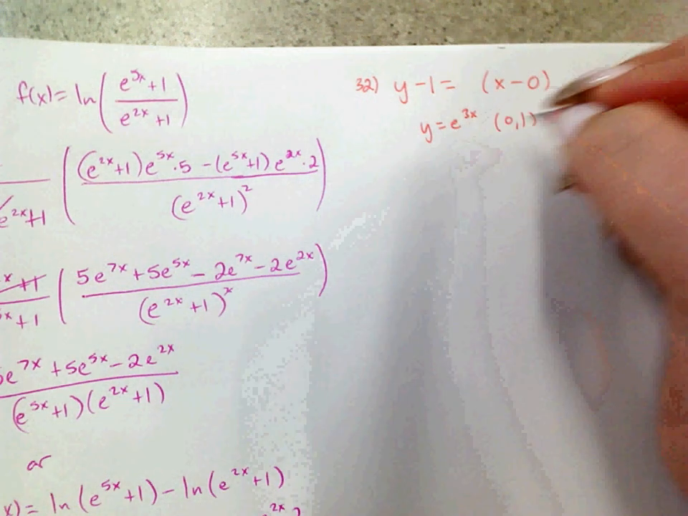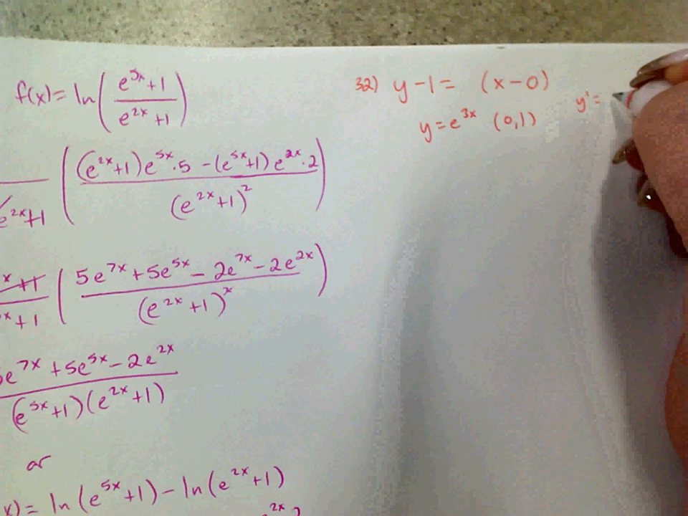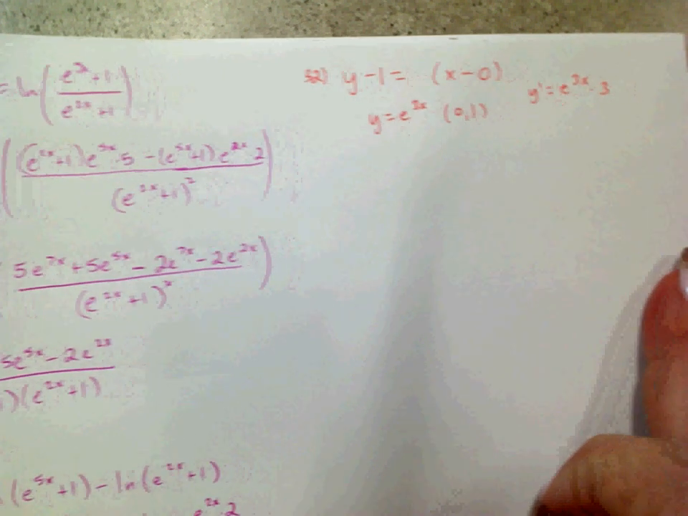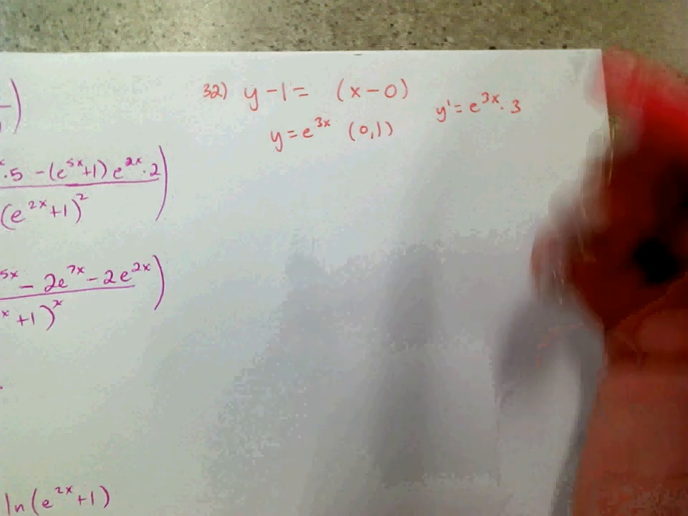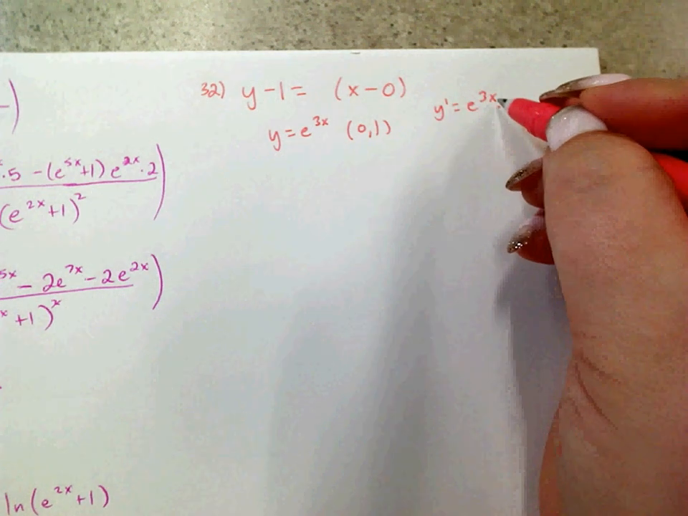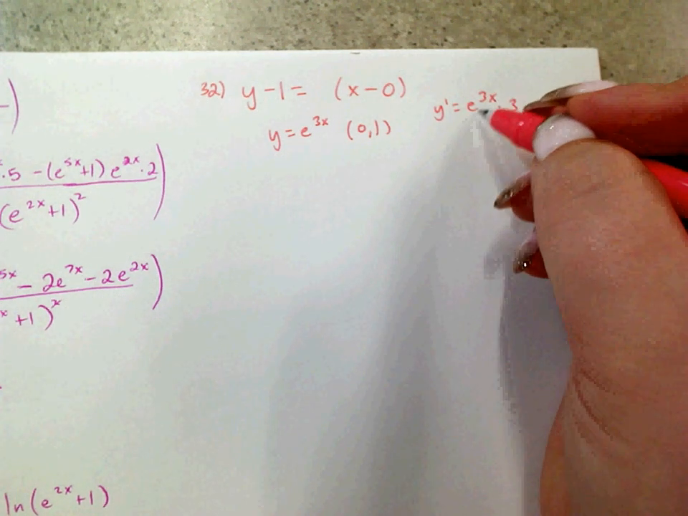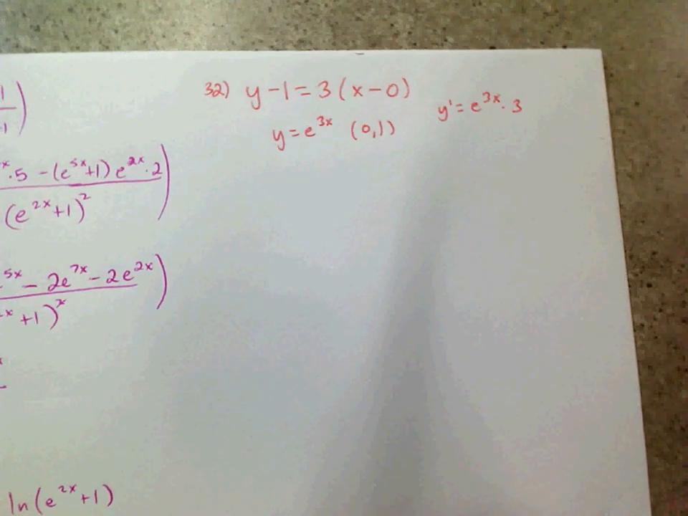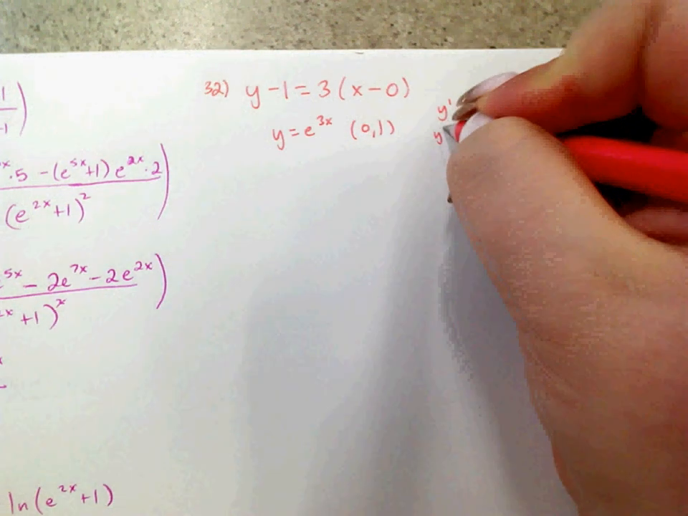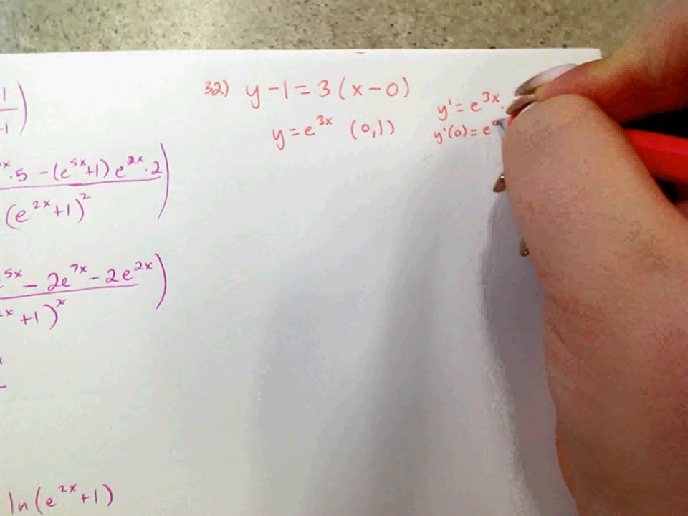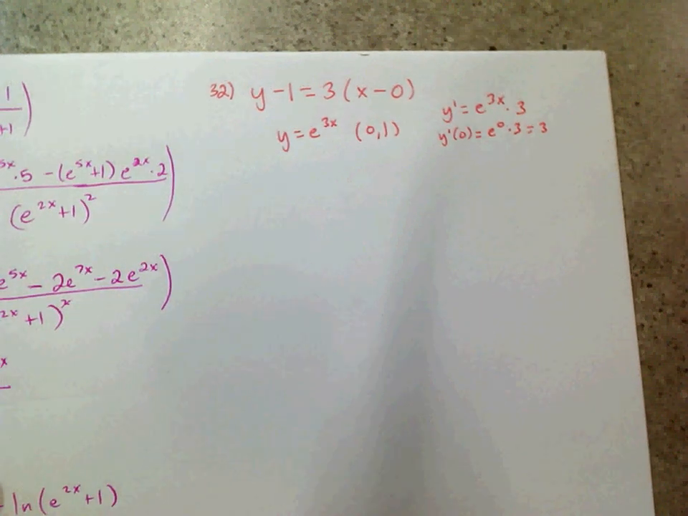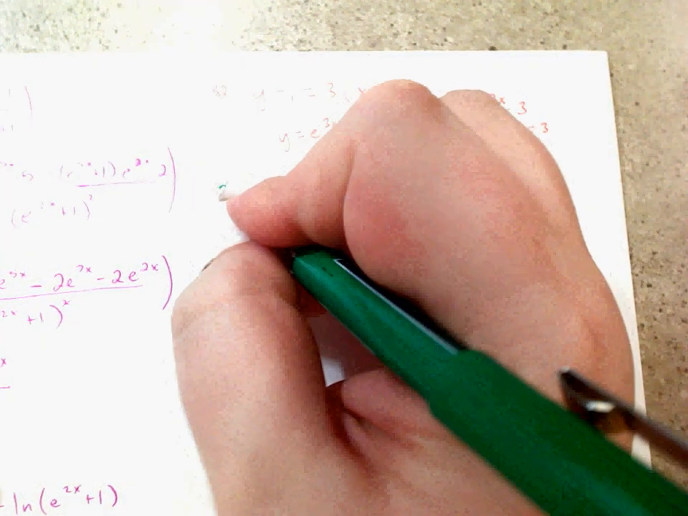Find the derivative. Y prime equals e to the 3x times the derivative of the interior, which is 3, and the derivative of the power. Plug in the point 0, 1, so plug in x equals 0. X equals 0 means 3 times 0. E to the 0 is 1. That's a 3. There's my tangent line. Okay, cool. Number 32. 33.